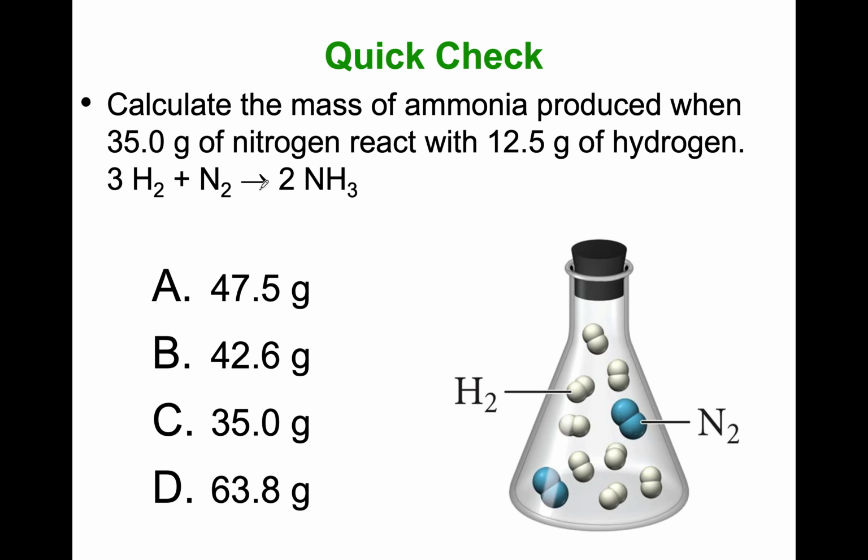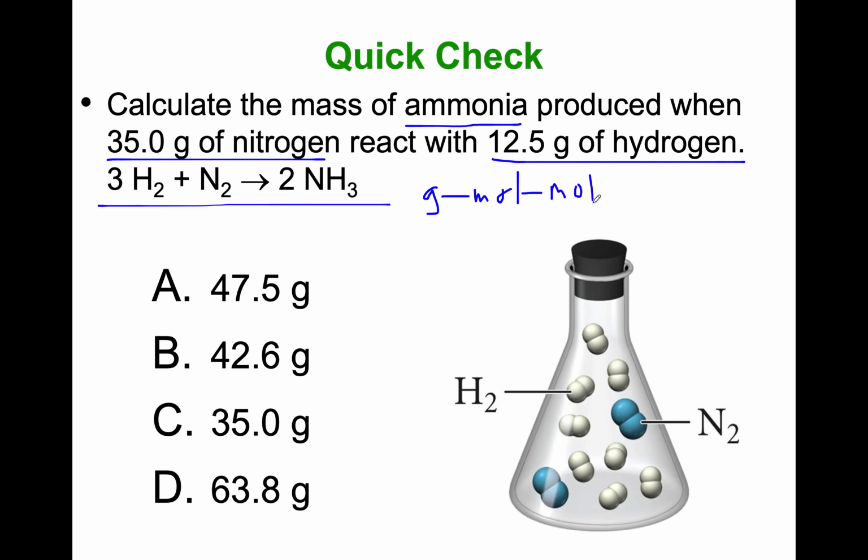So go for it. Another one, 35 grams of nitrogen reacts with 12.5 grams of hydrogen. So this is your balanced chemical equation. Calculate the mass of product. Calculate the mass of ammonia. So if we're in grams, then remember our roadmap is just going to be grams, moles to grams, and you do that for nitrogen, but this is 2 reactants. You also do that for hydrogen.